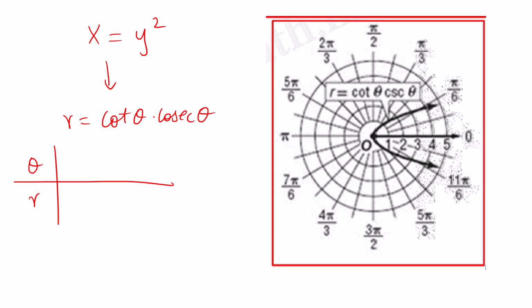Plot the polar coordinate r comma theta, take all those points, like this is one point, another point, another point, then because of symmetry you have the same points, join the points and what you get is the parabola. So this is how the parabola looks. Definitely it is symmetric with respect to the polar axis.